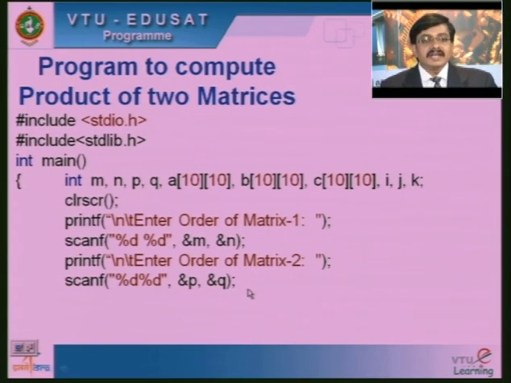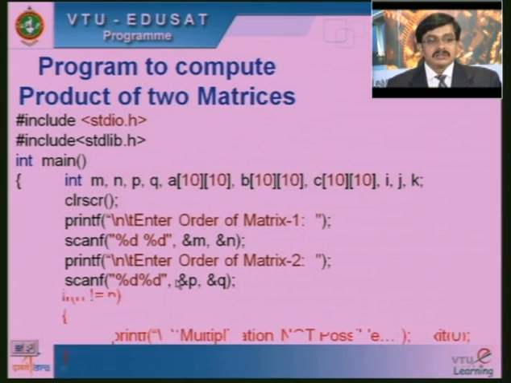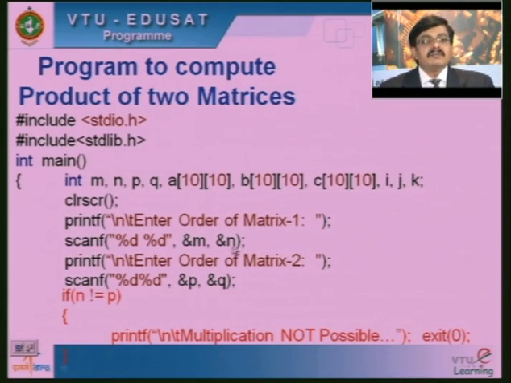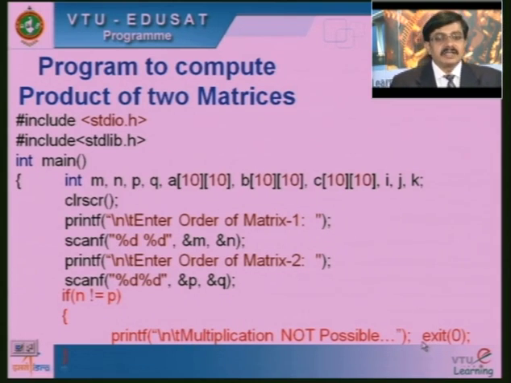After reading the orders of the two matrices, we have to check whether the number of columns of the first matrix is equal to the number of rows of the second matrix, because if they are unequal, we cannot perform the multiplication. So we check that with the statement if n not equal to P, that is, if the columns of matrix A are not equal to the number of rows of matrix B, then we display a message like multiplication not possible, and then we exit from the program execution.